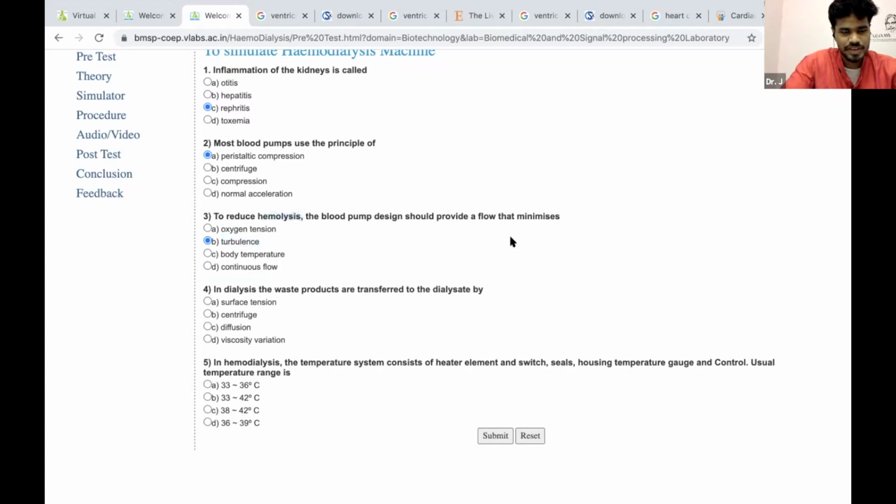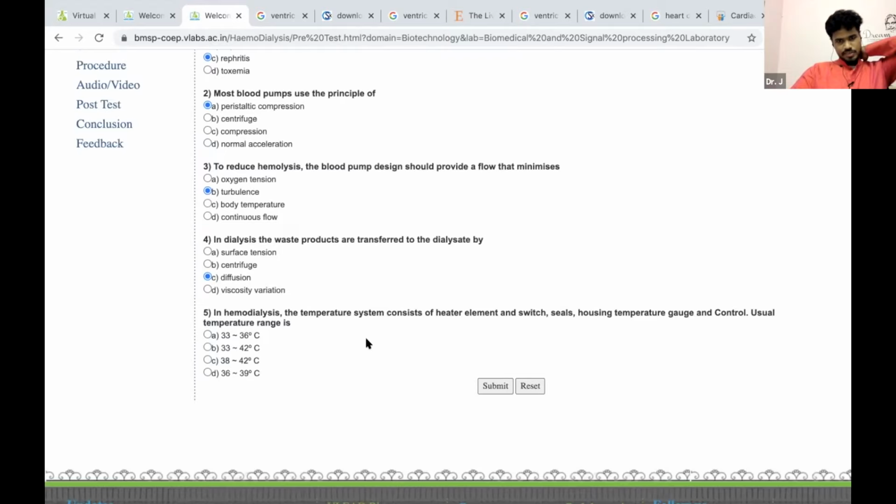Okay. Then in dialysis, the waste products are transferred by dialyzer by surface tension, centrifuge, diffusion, viscosity variation. This we all know, diffusion. Okay. Hemodialysis temperature system consists of heater element and switch, seals, housing, temperature gauge control.